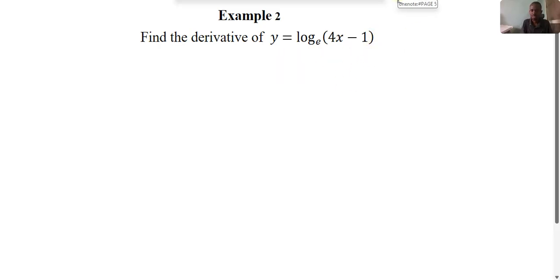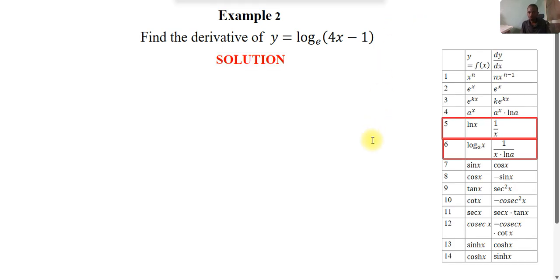We are going to consider our table again. If you look at the table, it appears as if we are going to make use of number 6, but that's not true. We are not going to make use of number 6 because we are having natural log here, and number 6 is log x base a. This one is to base e, so we are not going to use that.